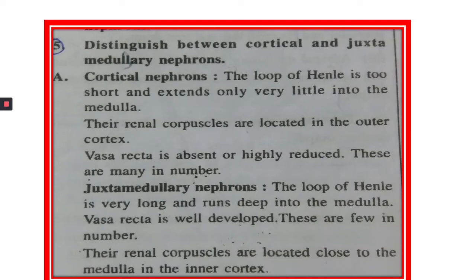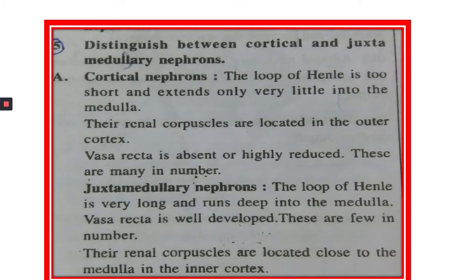Okay, this is the fifth question. Earlier, you learned four. Distinguish between cortical nephrons and juxtamedullary nephrons. One MCQ was also given in NTA mock test papers regarding cortical nephrons and juxtamedullary nephrons.